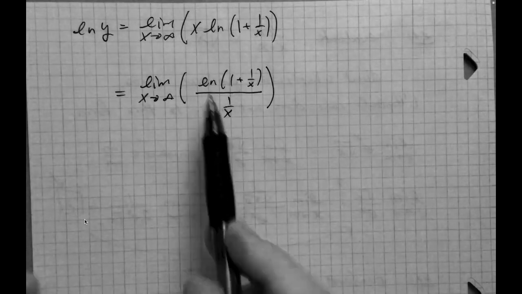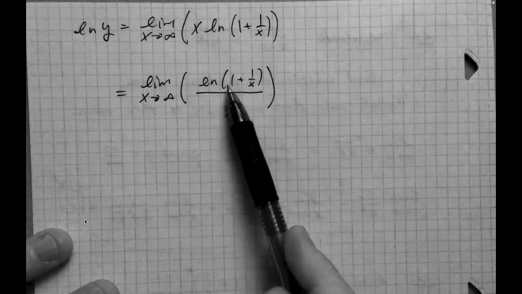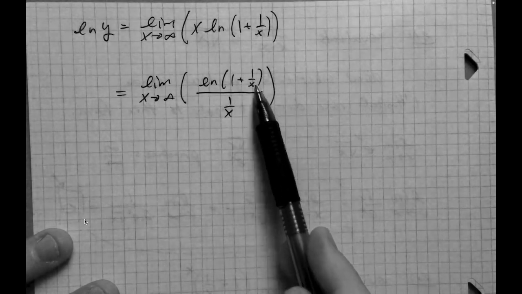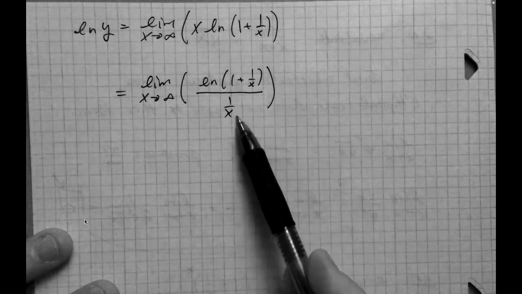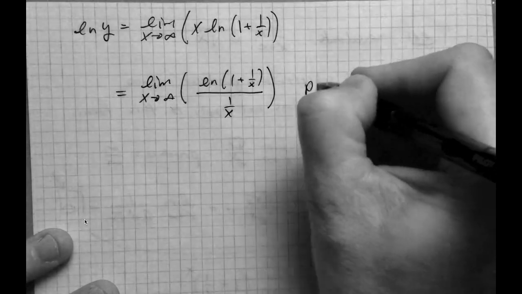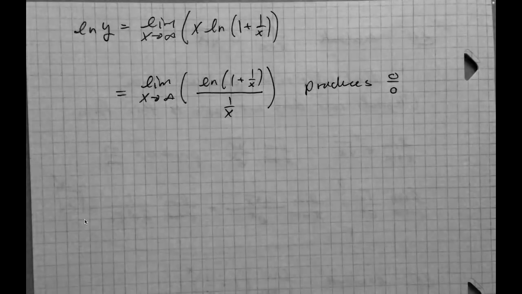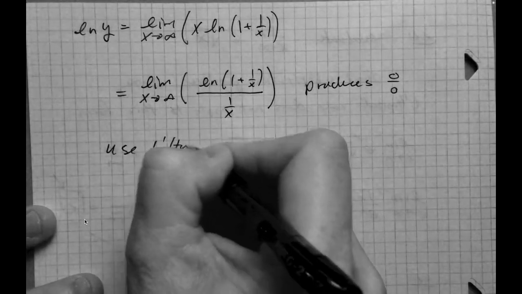Okay, now what happens here is, if you evaluate this directly, you would say, okay, this is 1 plus 1 over x, right? And this is all going to 1, which is going to be 0, and this is going to 0 as well. So this produces 0 over 0, which is one of our indeterminate forms. So that means we can use L'Hopital's rule.